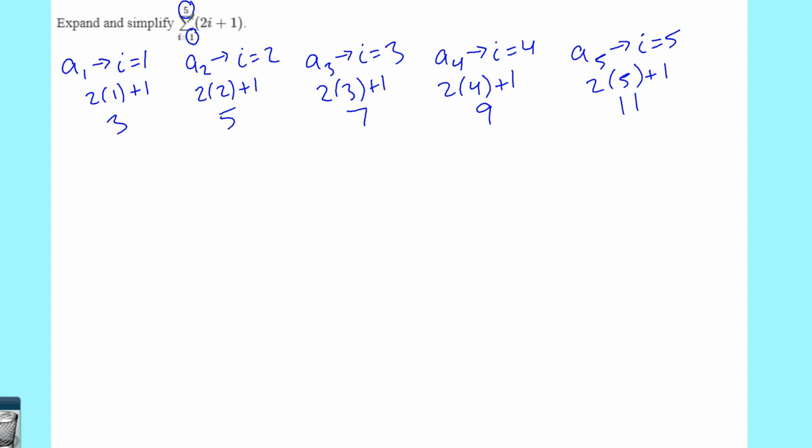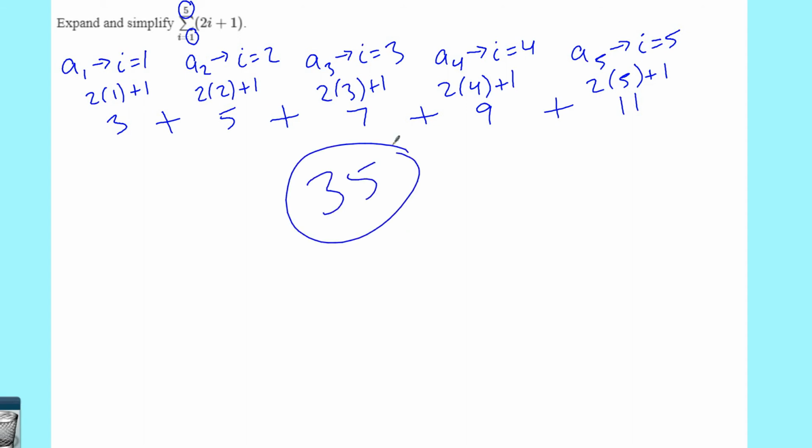Now, sigma, the whole point of this was to add them up. So let's literally add them up. 3 plus 5 plus 7 plus 9 plus 11. Let's see, what is that? 10, 15, 35. That's our answer. You find your sequence and add them all up. Alright, let's do another one.